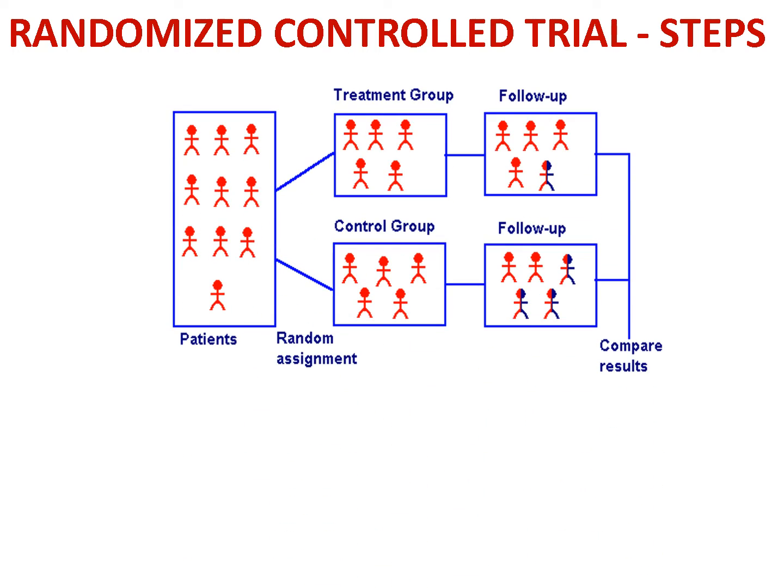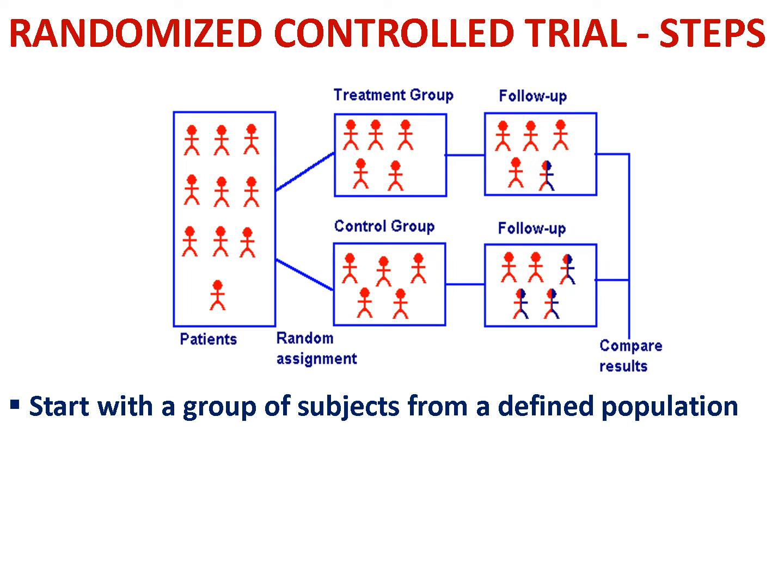Now we can see the steps of a randomized controlled trial. Patients are randomly allocated to either the treatment group or the control group. Then follow-up is done for a duration of time. Then the results are compared based on the outcome. In the treatment group, what is the outcome? In the control group, what is the outcome? Then compare the results in both groups.